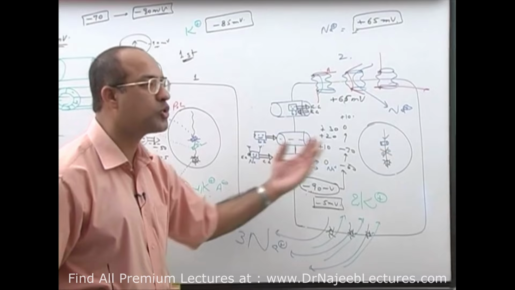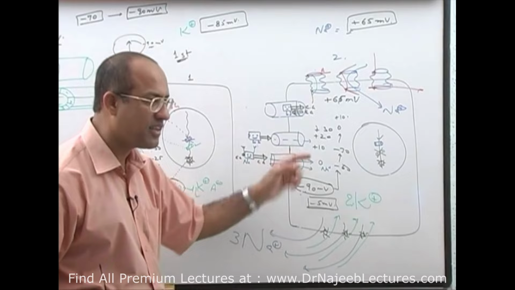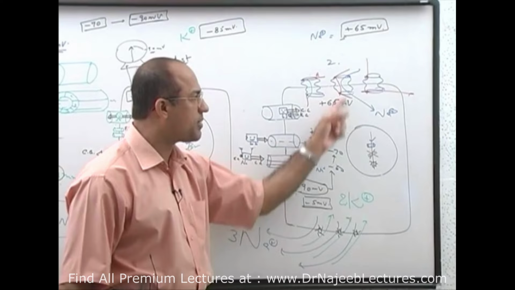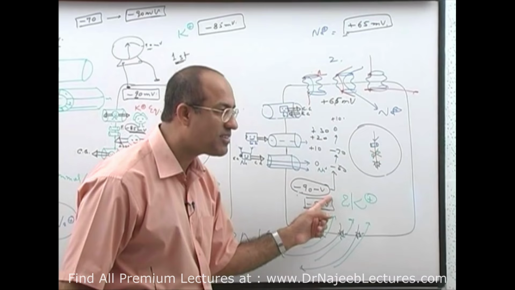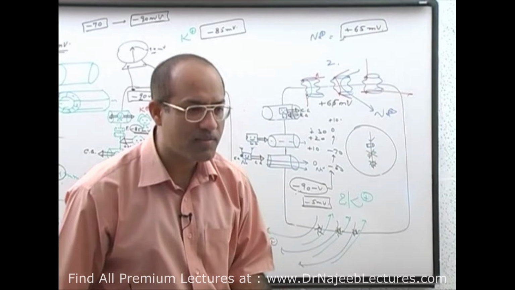Resting membrane potential was electronegative. As more and more sodium jumps in, electronegativity is neutralized. So we say that as more and more sodium was coming in, the negatively polarized membrane is progressively losing its polarity. We say the cell membrane is becoming depolarized. What is happening? It is becoming depolarized.